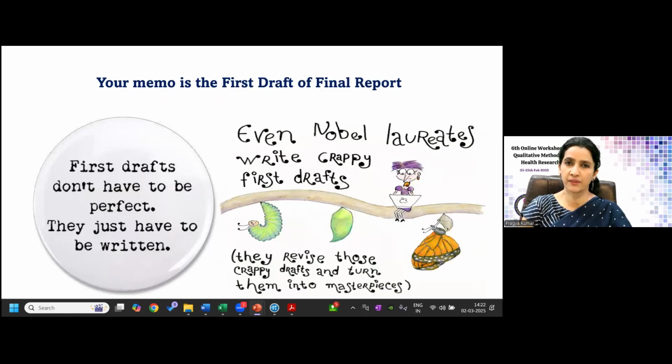Again, we say that your memo is a first draft. It's not a final draft, and it doesn't have to be perfect. Don't think about the language or what words you are writing. Whatever is coming, just try to capture that in whatever way it is. So I'll just show one example of a memo.